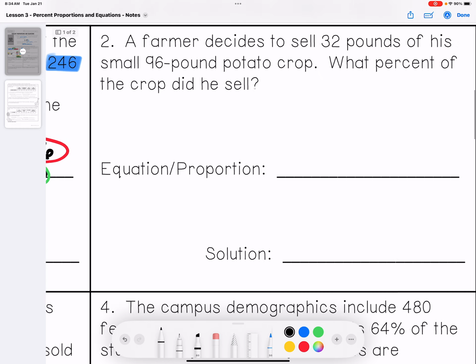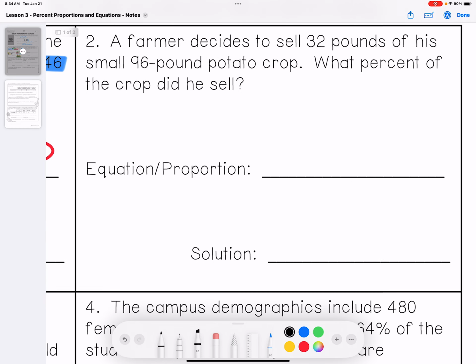Number 2. A farmer decides to sell 32 pounds of the 96 pounds. So what's the whole? 96. And what's the part? 32.